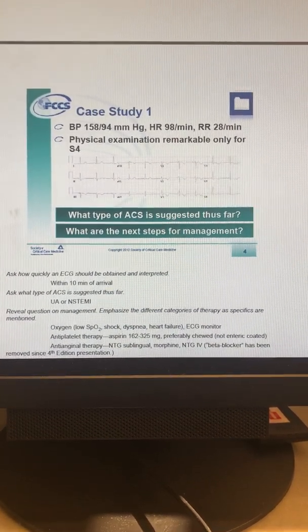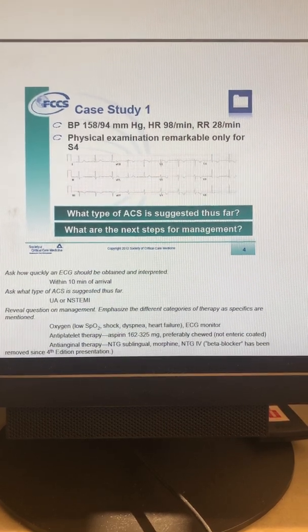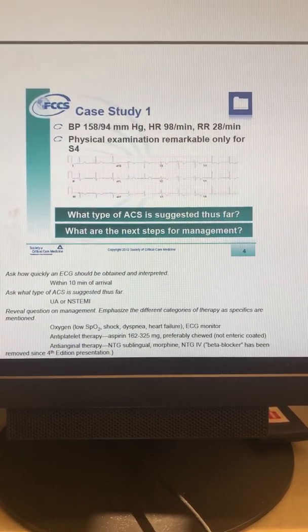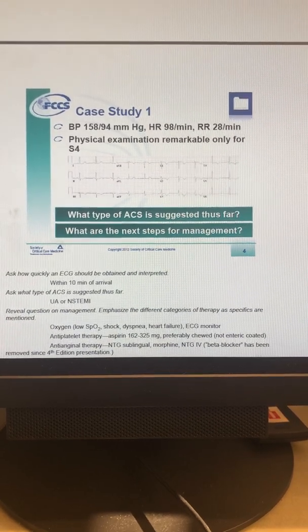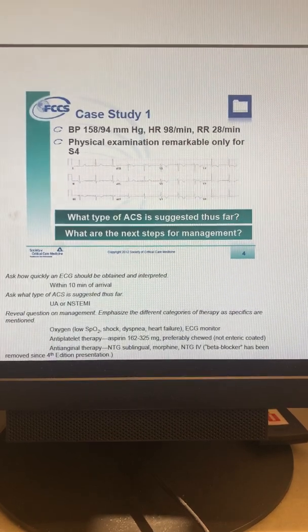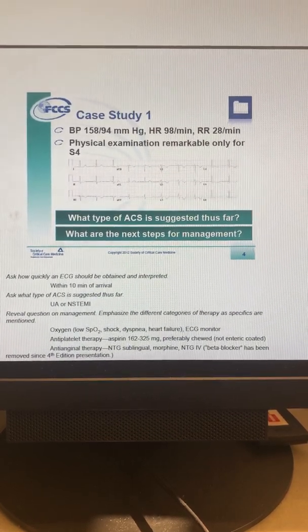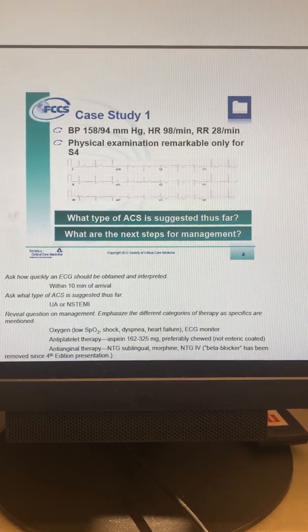the patient oxygen, putting them on the monitor, and giving them aspirin. And the preferred dose of aspirin is anywhere between 162 milligrams to 325 milligrams. So baby aspirin is not it. And we prefer to give them the kind of aspirin that they chew, so it shouldn't be enteric coated.